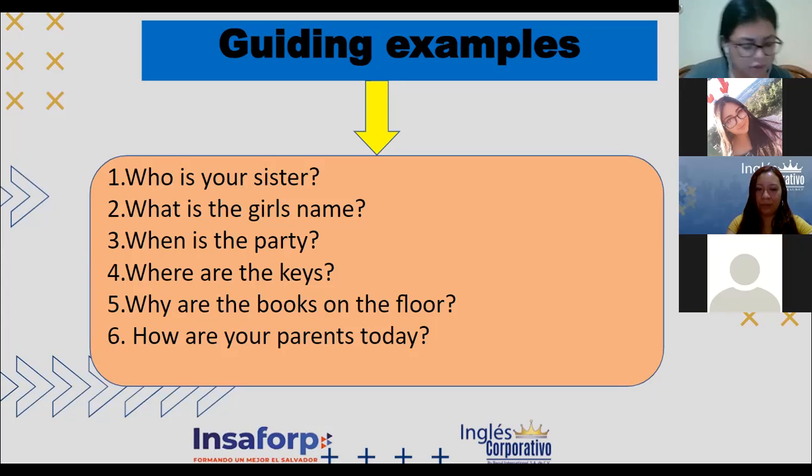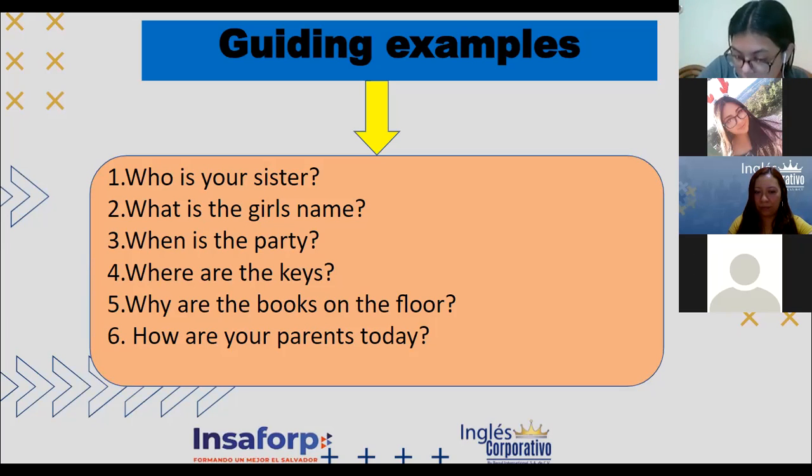Ay, la respuesta no me la sé. Cualquier cosa, because I am studying. Because I am studying. Studying, correct. Okay. Number six.